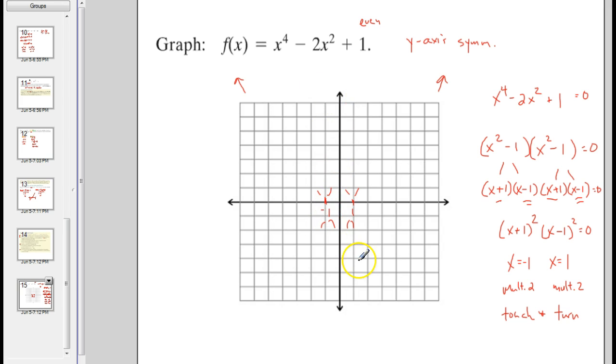Alright, now what's going to be the tiebreaker? What's going to let us know if you can't already tell from the end behavior? It's not going to be this, but the tiebreaker is the y-intercept. f of 0, plugging in 0 into this thing, gives me 0 to the fourth, which is 0, minus 2 times 0 squared, which is 0, plus 1. So f of 0 equals 1.